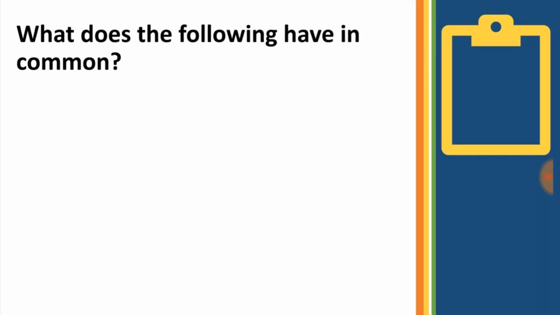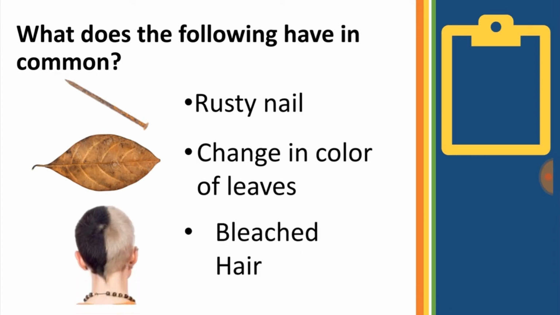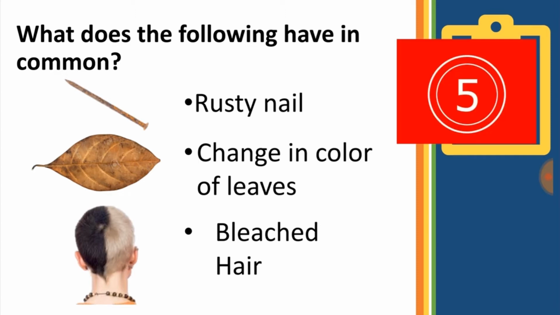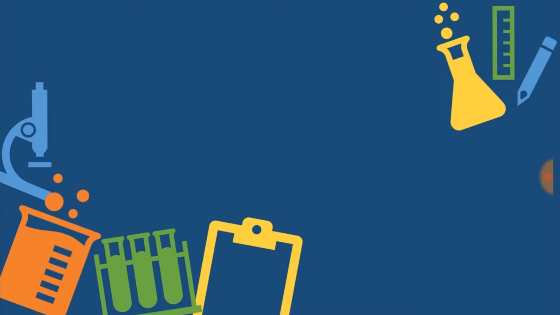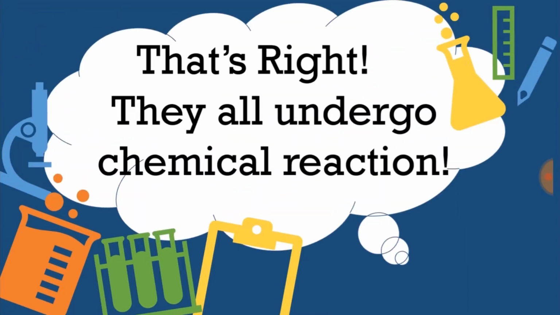What does the following have in common? Rusty nail, change in color of leaves, and bleached hair. You have 5 seconds to answer. Time starts now. That's right. They all undergo chemical reaction.